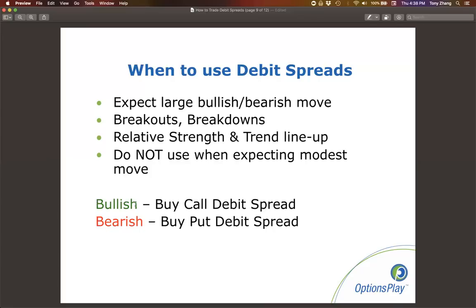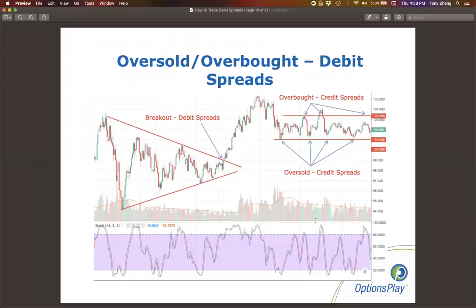So again, just to reiterate, if you're bullish on a stock, you want to buy a call debit spread or a long call vertical. If you're bearish on a trade, you want to buy a put debit spread or a long put vertical. I just want to illustrate for those of you that are technical traders when it's a good time to buy debit spreads and when it's not a good time to buy debit spreads.